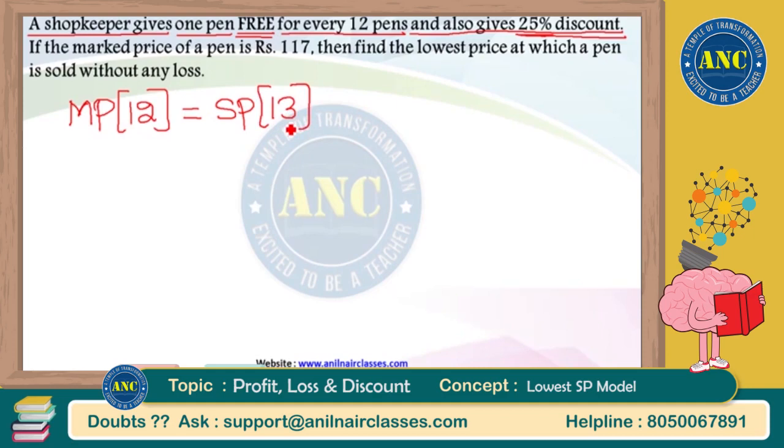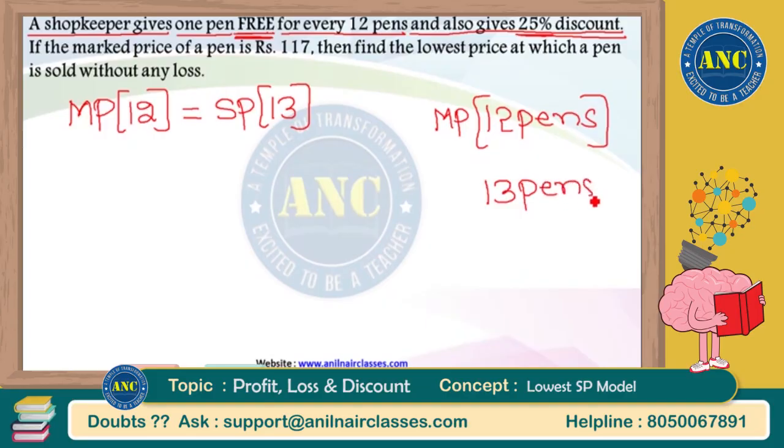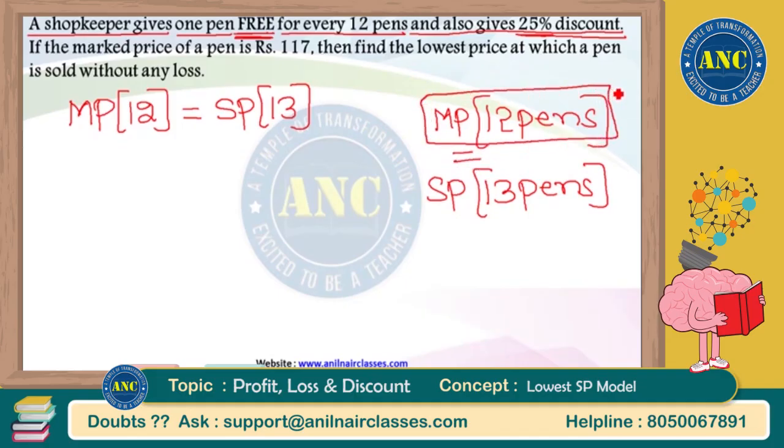Again, I am repeating. Totally, you asked me to give 12 pens. I have already marked the prices for these 12 pens. But I gave you one pen absolutely free of cost. That means I gave you not 12 pens, but 12 plus 1, 13 pens. And I sold it for you at the same price, the market price of 12 pens, because the other pen which I am giving you is free.